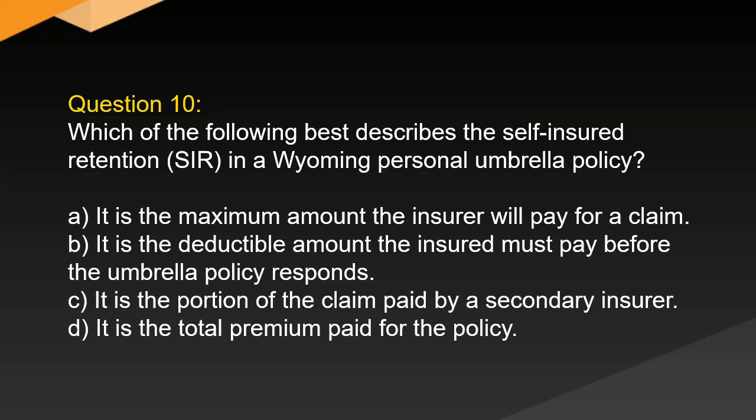Question 10. Which of the following best describes the self-insured retention, SIR, in a Wyoming personal umbrella policy? A. It is the maximum amount the insurer will pay for a claim. B. It is the deductible amount the insured must pay before the umbrella policy responds. C. It is the portion of the claim paid by a secondary insurer. D. It is the total premium paid for the policy.